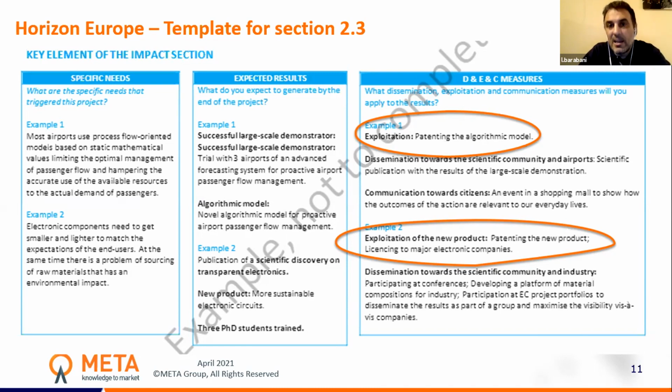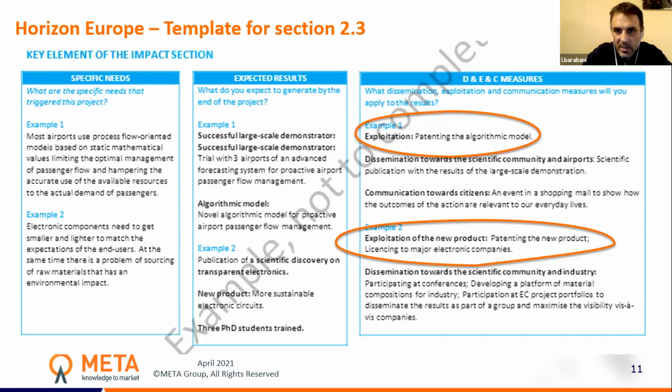What are examples of these exploitation measures? For example, here you can see in the first example, patenting an algorithmic model is an exploitation route, a way to exploit your results, your algorithmic model. Or patenting a new product, or licensing to major electronic companies. This is a way of exploiting your patent. Once you obtain the patent, the exploitation route is licensing that patent. An alternative one could be selling your patent. So these are all examples of exploitation routes.